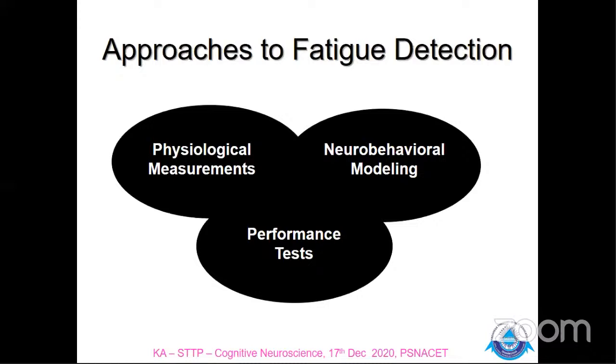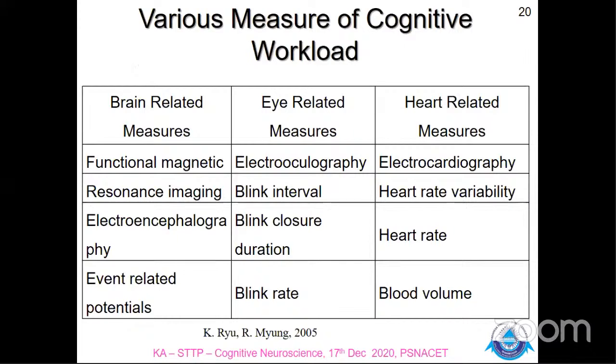There are various measures of cognitive workload. What are the different techniques? For brain-related measures, they can use functional magnetic resonance imaging (fMRI), electroencephalogram (EEG), and event related potential (ERP). The last two, EEG and ERP, are on the signal side. The first two are on the image side. MRI gives the anatomical structure. If you want to study the function of the brain, you use fMRI, which gives the brain function modality.